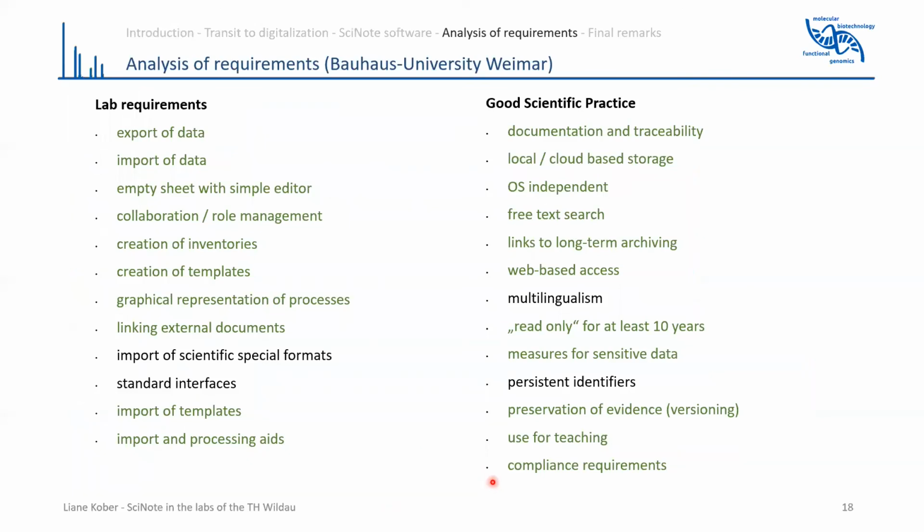Based on my knowledge of SciNote, I also looked at the results of your analysis of requirements, and I found that nearly all requirements are fulfilled by SciNote. However, I cannot completely guarantee the correctness of my analysis. But for us, I would say it is most important that we have the export and import functions, that it's a very simple editor to work with, and of course also the collaboration and role management. On the other side, we also needed good documentation. It is important that it is operating system independent, because we are working here with Windows systems, but also Linux-based systems. The free text search is always nice to find something you have done a few weeks before. The web-based access is nice for home office, for example, and the use for teaching is also very useful for us.